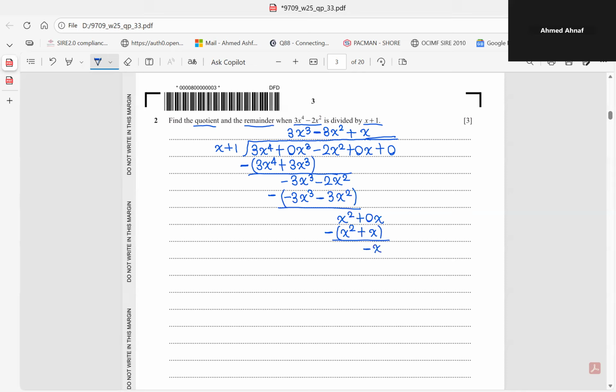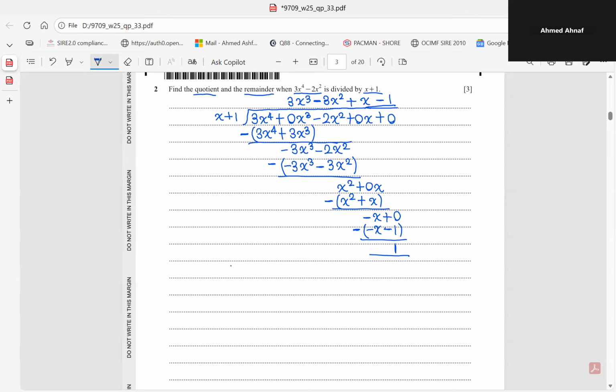Okay, we're almost done. Let's carry down the last term, which is a constant term. And for this, you need to minus negative x. And to make this negative x, you multiply by negative 1. So multiply by negative 1, you get negative x minus 1. So 0 minus negative 1, you get 1 as your final remainder. So this is where we can stop.